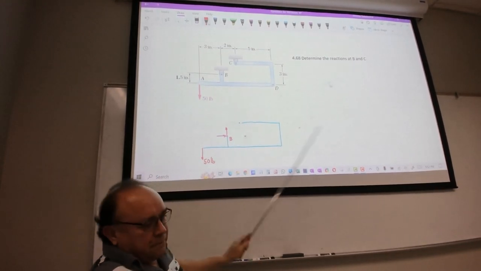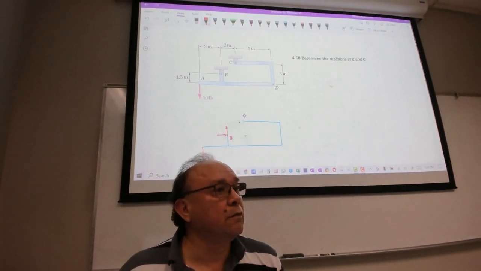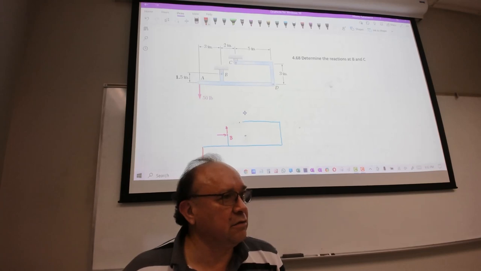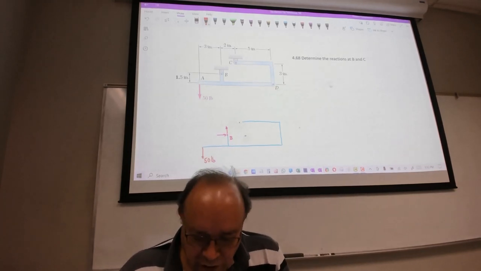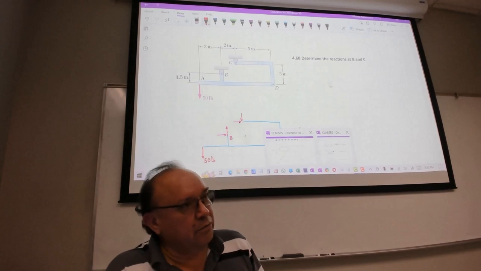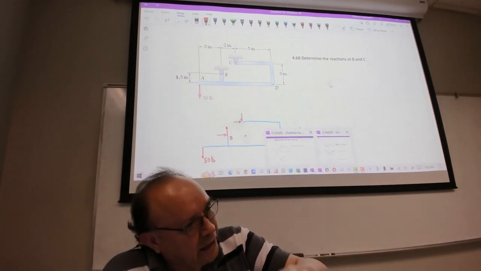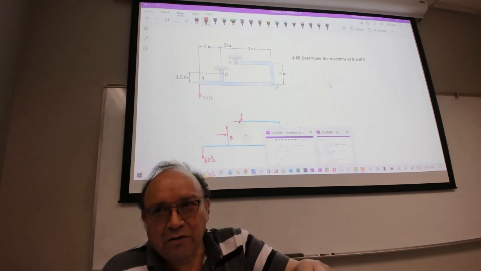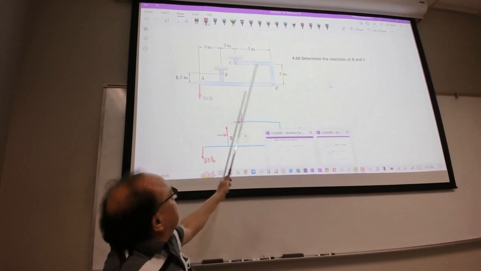Same thing here. So do you draw left or right for the arrow? Doesn't matter. Remember, if you don't know, just put anything you want. You never waste time thinking whether this is to the left or to the right. Just any direction, because when you solve that unknown, you will get a plus or minus. If the solution is negative, it means that the force was in the other direction.